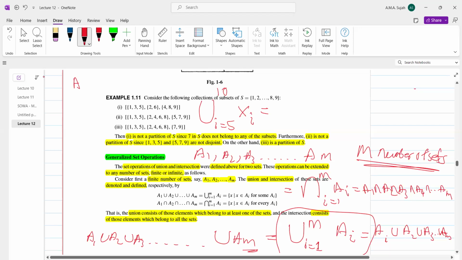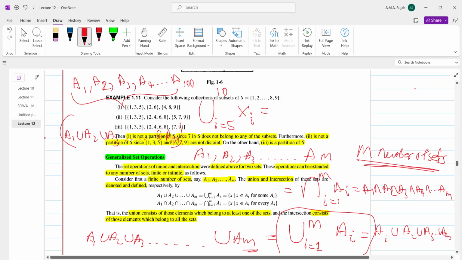Let's imagine you have a set A1. A1 is one set, A2 is another set, A3 is another set, A4 is another set. Likewise, you have An, n number of sets. So it's difficult to write the union or intersection operation among these, right? Let's imagine you have 100 sets, A1 to A100. Normally, whenever you write the union, you need A1 union A2 union A3 union, so it takes time to write until A100, right?